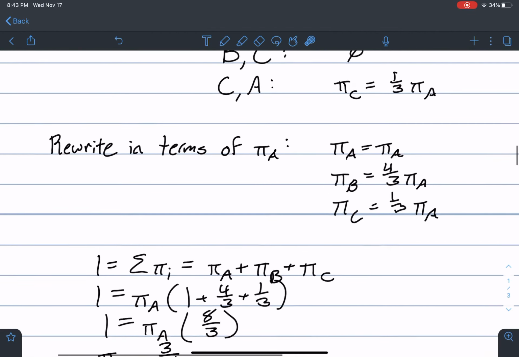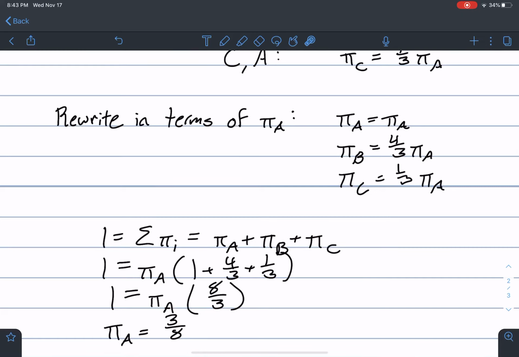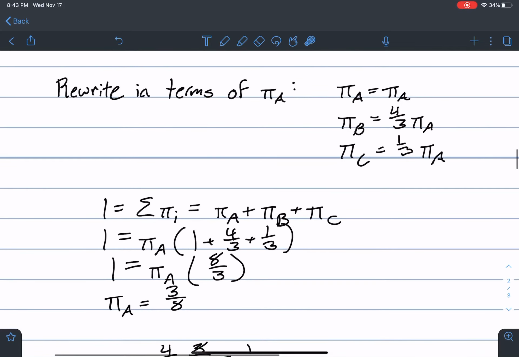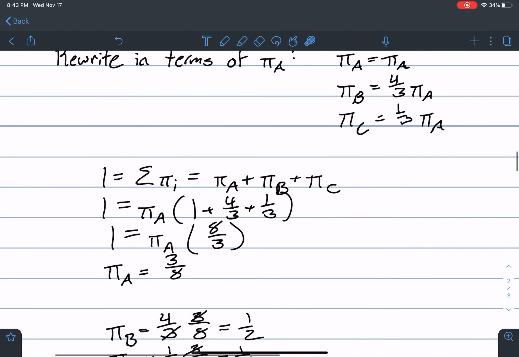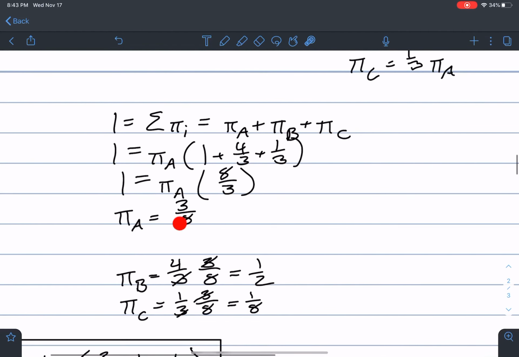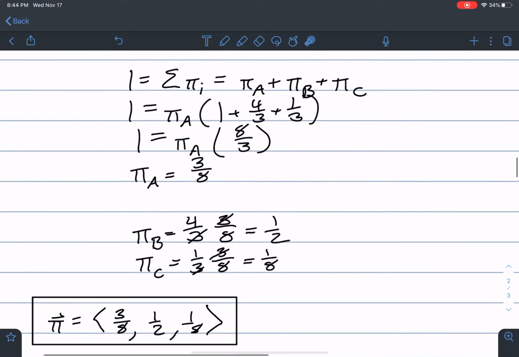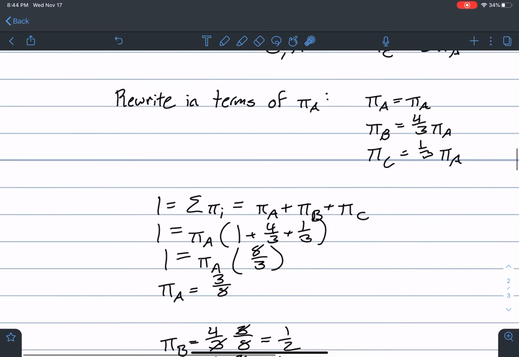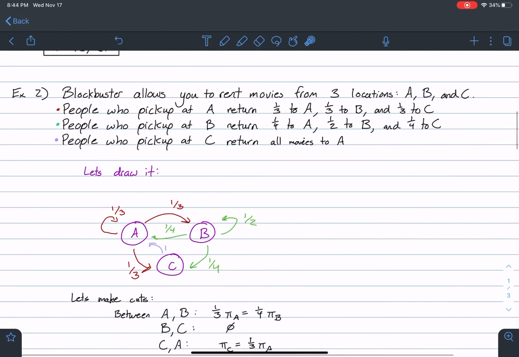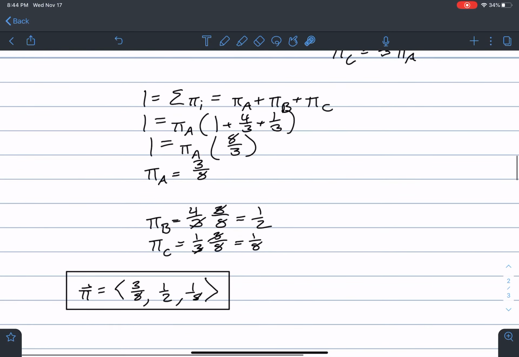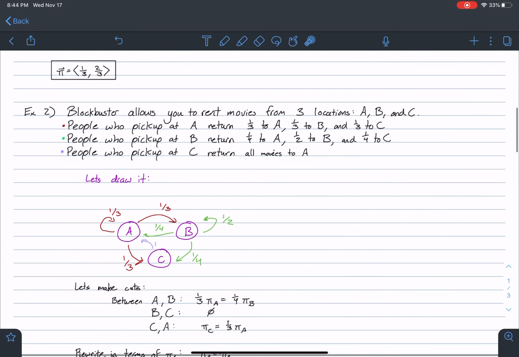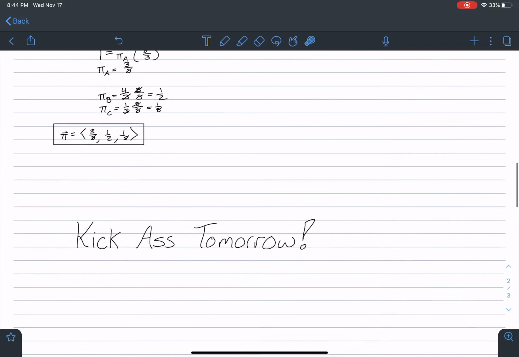Now, we go back to this equation, the sum of all of them. We can replace pi B and pi C with these and pull out the pi A, and again we only have one variable. We can solve for it, and we get this. Taking these equations and plugging in that 3/8 gives us these numbers, which means we now know the pi vector for this. So a problem that looked pretty confusing at first is actually pretty straightforward and easy to do with this Markov chain technique. So good luck, you're going to do great.